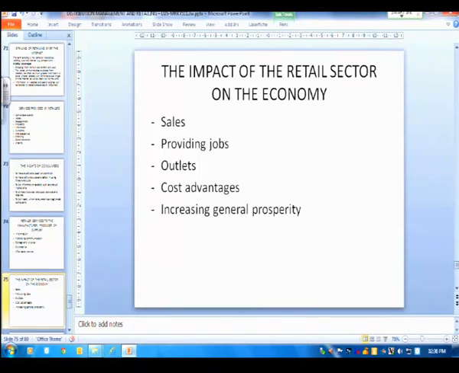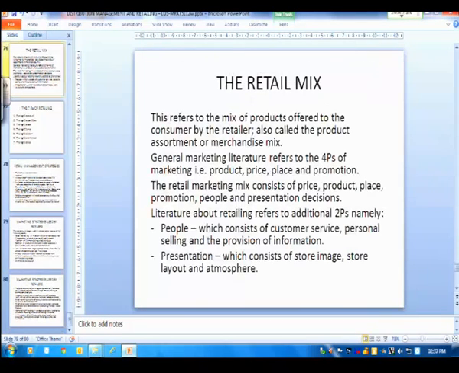What is the impact of the retail sector on the economy? The retail sector has a serious impact on the economy. Why? 1, because of sales. 2, providing jobs. 3, outlets. 4, cost advantages, and then 5, increasing general prosperity.